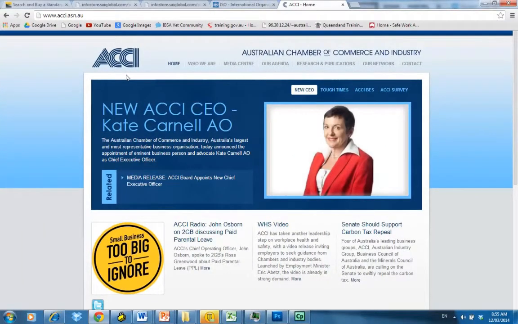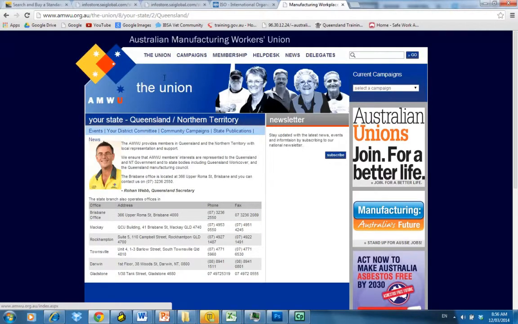Here's a website for the Australian Chamber of Commerce and Industry, and occasionally they'll have policy advice on workplace health and safety, and that's from the employer perspective. So this is to help with making sure that you've accessed the right information. Union or professional association websites also can assist with information on standards and industry specific legislation. So this one's the Australian Manufacturing Workers Union.